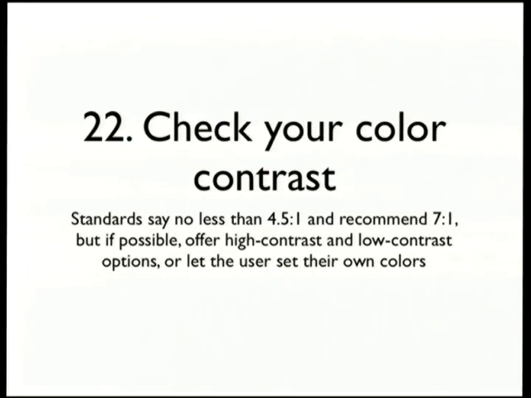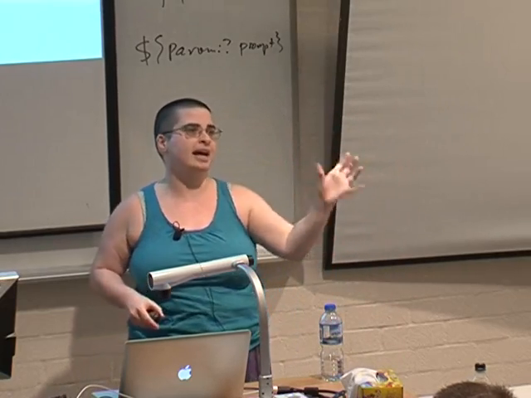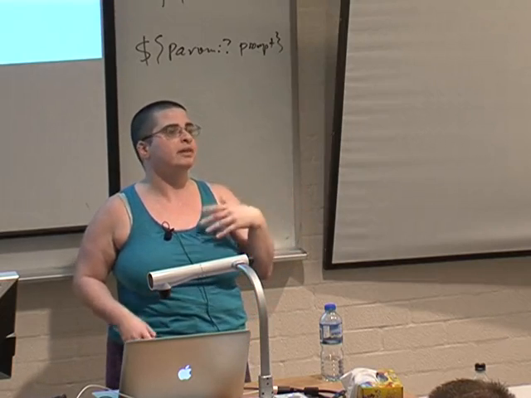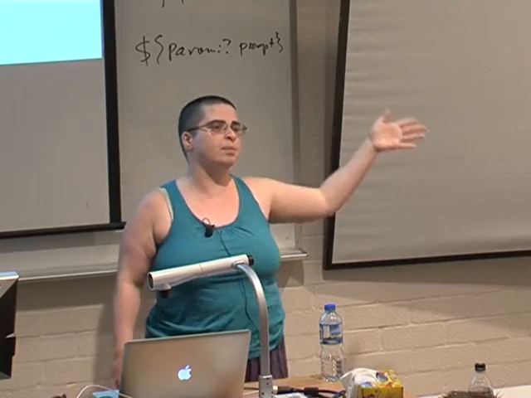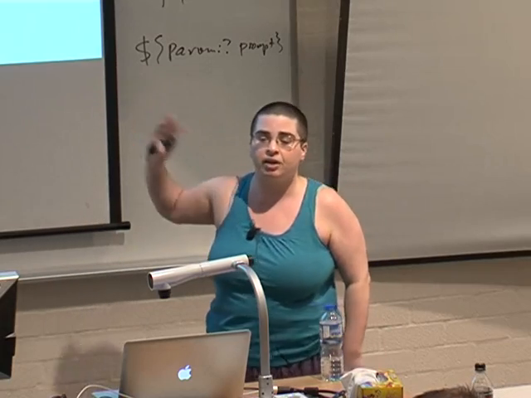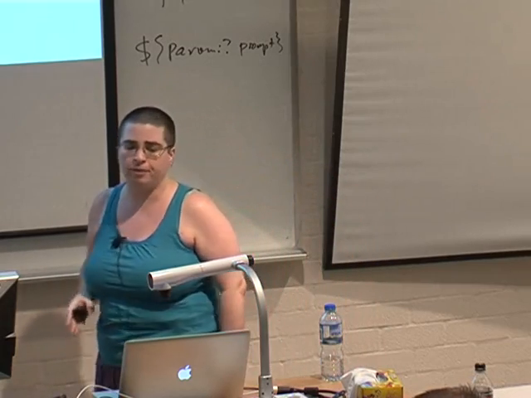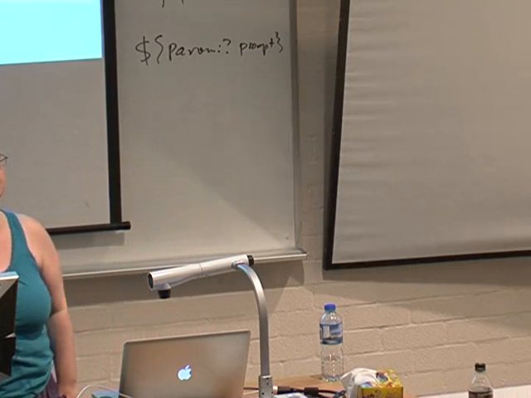Okay. So there are utilities out there that will let you check the color contrast. You put in the link text and the background text, or your body text and the background text colors that you want to use, and it will tell you, yes, this is 4.5 to 1, or no, this is actually really low contrast. You notice I say on the slide here, if possible, offer high contrast and low contrast options, or let the user set their own colors.